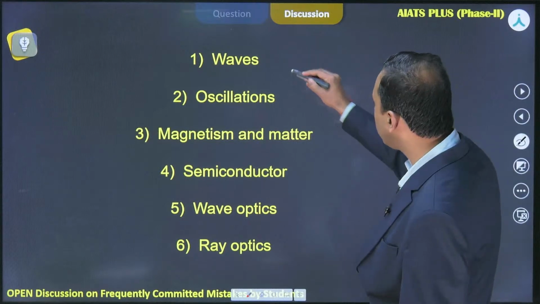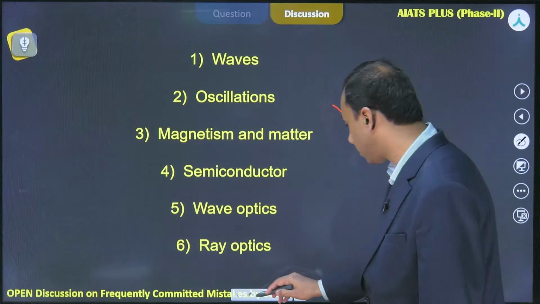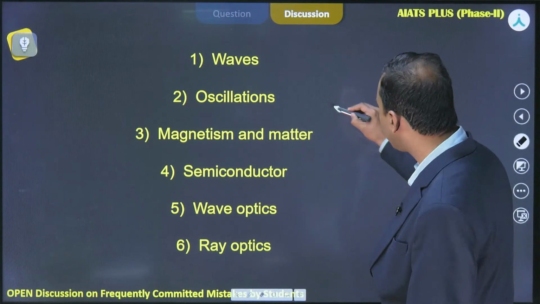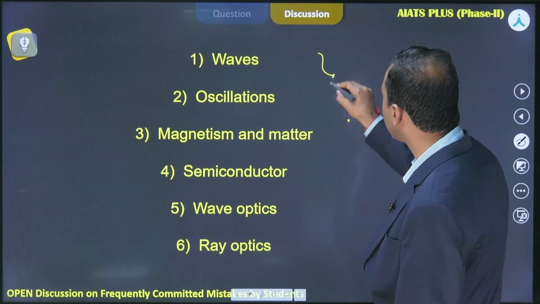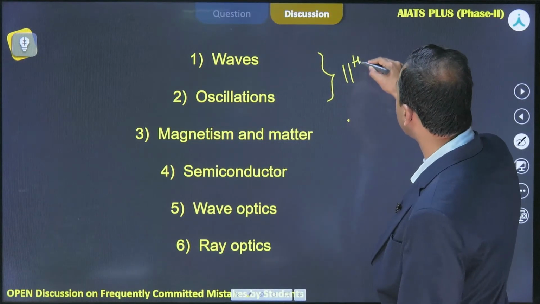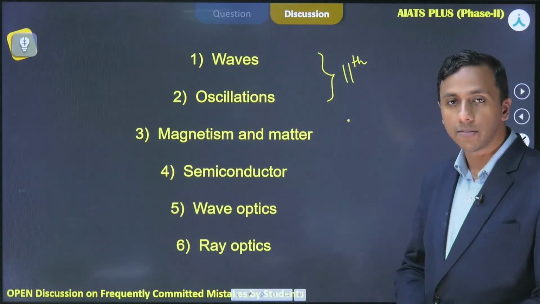So I'm going to begin with, going to be beginning with two 11th class topics. Okay. They're both from your 11th class, and obviously the rest are from your 12th class.